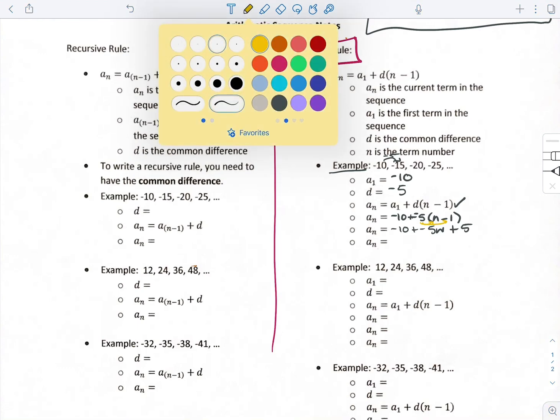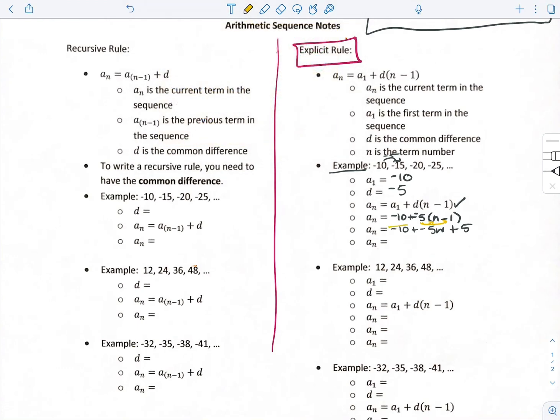We're going to combine our like terms. -10 plus 5 is -5. So we're going to write -5n minus 5, or plus -5, whichever one you choose. And there we have it. That's our explicit rule.